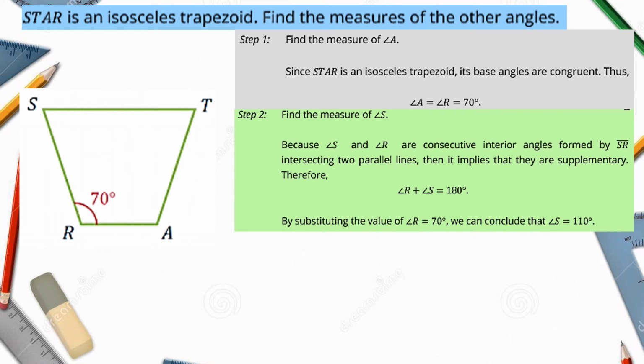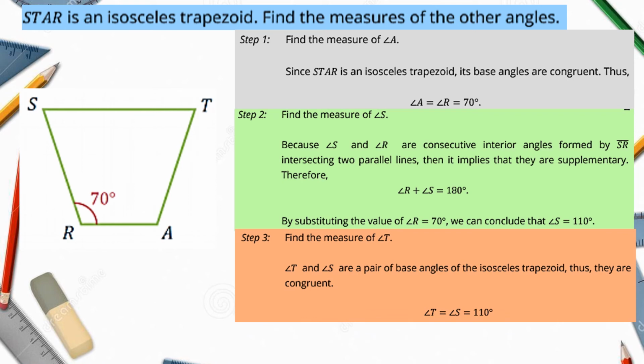Because angle S and angle R are consecutive interior angles formed by SR intersecting two parallel lines, or sila yung magka-consecutive angles, then it implies that they are supplementary. So, kapag pinag-add natin ang dalawa, we have 180 degrees. So, para makuha natin ang value ng ating angle S, we need to deduct 70 from 180. So, meaning, by substituting the value of angle R equal to 70 degrees, we can conclude that angle S is 110 degrees.